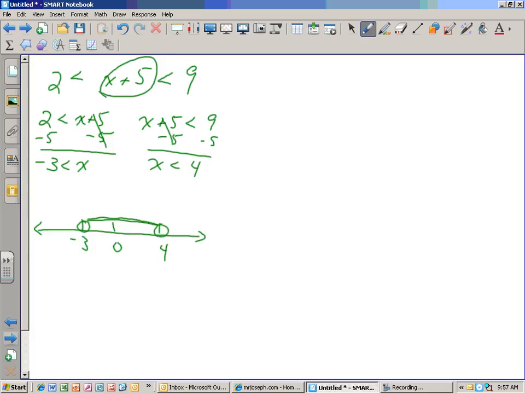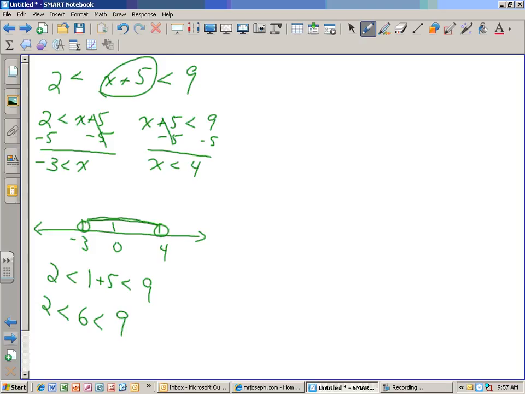So let's pick 1, which is between -3 and 4, correct? So if I put in 1 for x, I have 1 plus 5. This is telling me that 6 is greater than 2, and it's also less than 9. And it's right in between those two numbers.